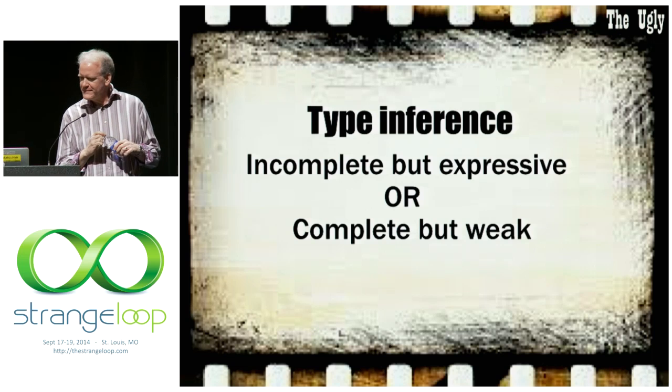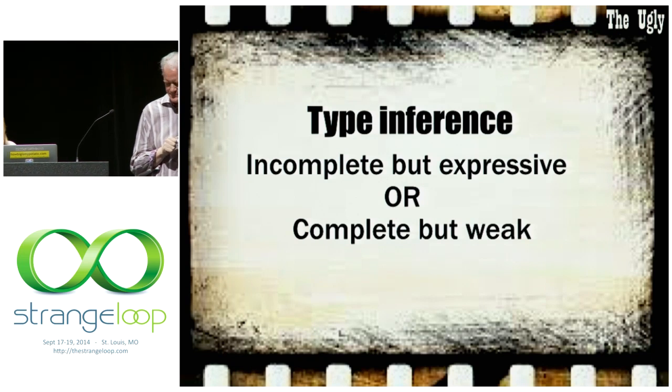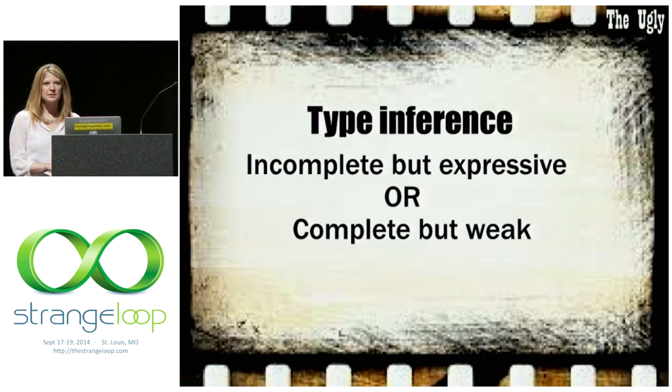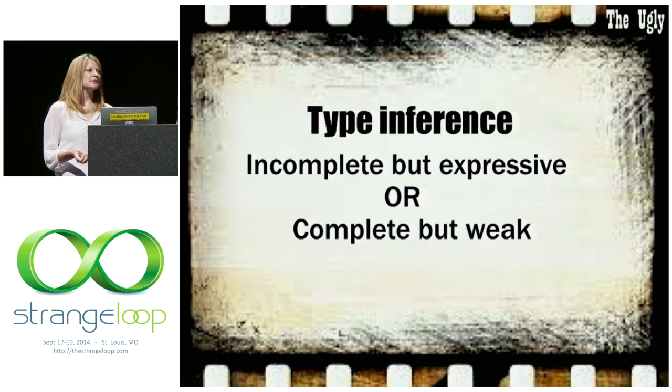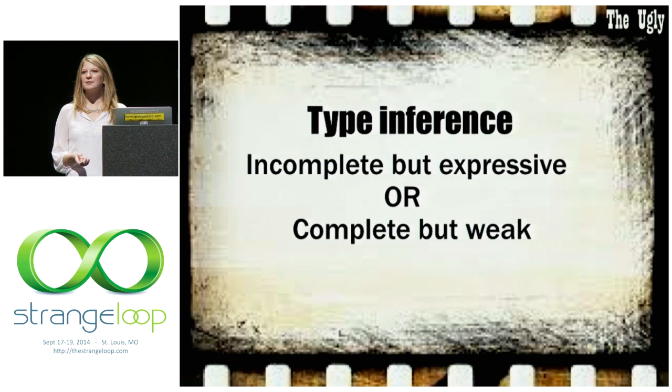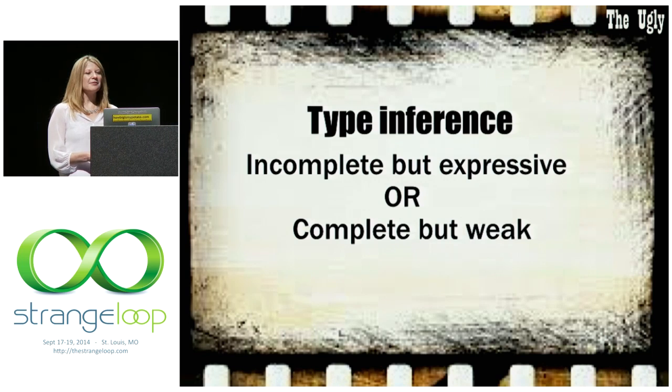So with type inference, type inference is a double-edged sword, right? I wouldn't write code without it because I depend on it. I love type inference. It makes my code really concise. I don't have to do type annotations. I want that. I love that. But I have this dichotomy. It's either incomplete but expressive or complete and weak.